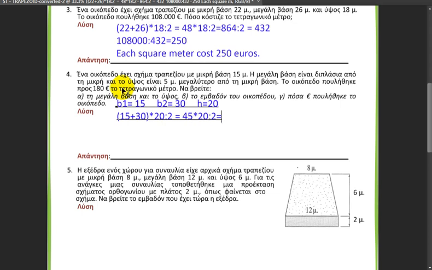And this makes 900 divided by 2, which is equal to 450. So the total area is 450 square meters.